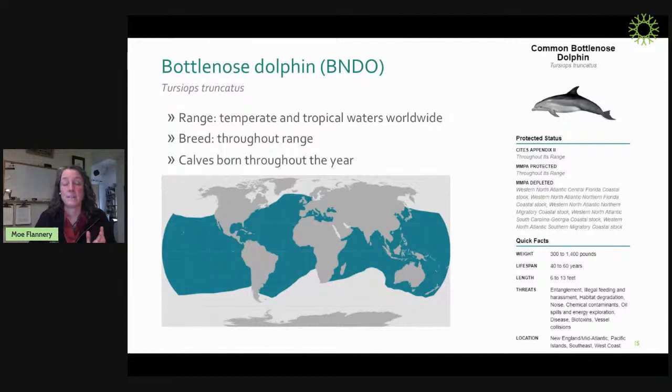Adults can get up to 13 feet long, but they range in size from 6 feet to 13 feet, and they can weigh 300 to 1,400 pounds. So they're much larger as adults than a harbor porpoise. However, one thing to note is that calf bottlenose dolphins are about the size of an adult harbor porpoise.